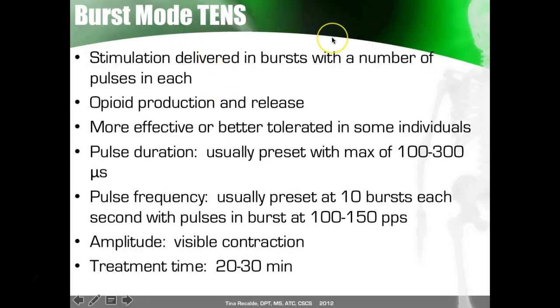Burst mode TENS, we're not going to use this much in the lab, but just to know that this is another option for you. This sometimes helps with that accommodation factor. You get opioid production and release. You get these little bursts of pulses. Some people really like this setting better than others. It's a preset duration, somewhere between 100 and 300, and you'll be able to see that in the manual, as each unit is a little bit unique. It's usually about 10 bursts each second, with pulses in the bursts at 100 to 150 pulses per second. It's definitely, again, another visible contraction, and the treatment time is 20 to 30 minutes.